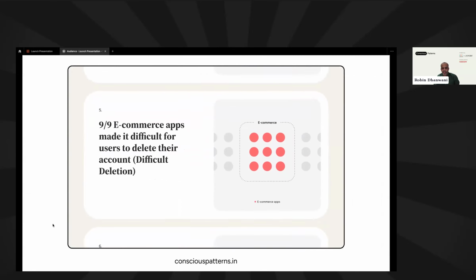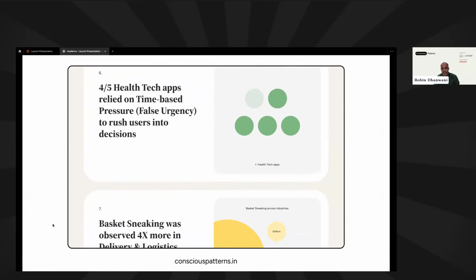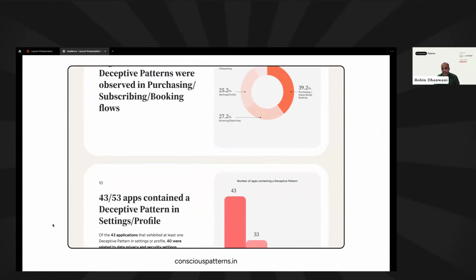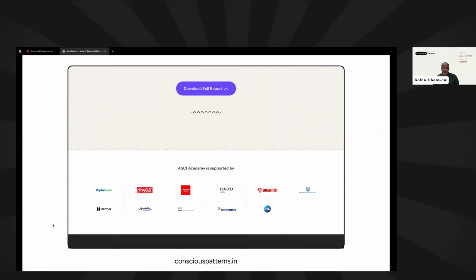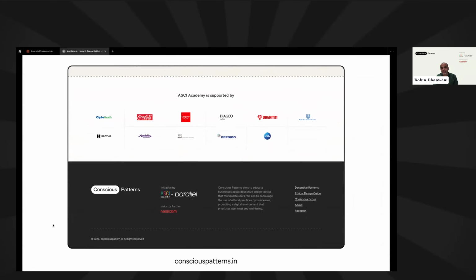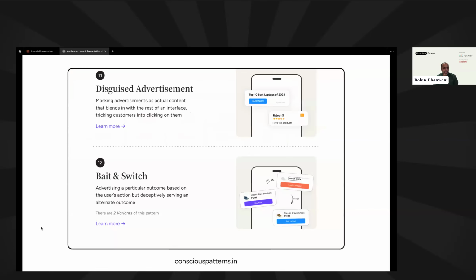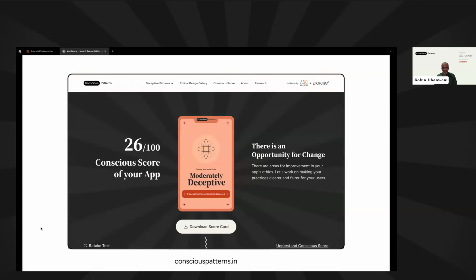You can check out the website consciouspatterns.in. All these research insights are available. You can also download a full PDF report, which has extensive information about what we found out. It has explanations for all the 12 deceptive patterns that we found, with lots of examples and illustrations to make it simple to understand what these patterns actually are and how they are affecting our lives, and also inspiration on how you can actually solve some of them.